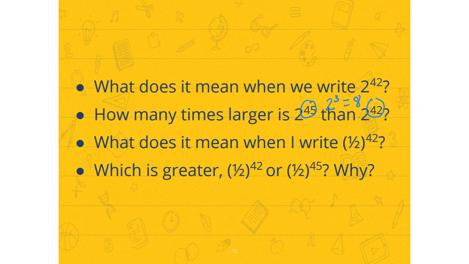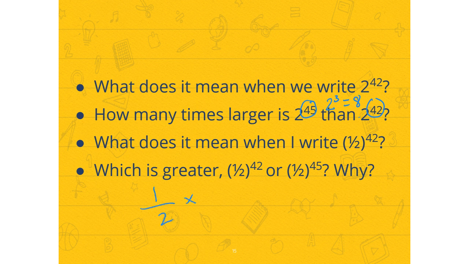What does it mean whenever I write 1/2 to the 42nd power? Well, that would be 1/2 times itself 42 times. So 1/2 times 1/2 times 1/2 times 1/2 times 1/2. And it would keep on going. So which is larger, 1/2 to the 42nd power or 1/2 to the 45th power? So hopefully you have an idea. Now, I'm hopefully either going to show you that you're right or maybe show you that you're wrong.